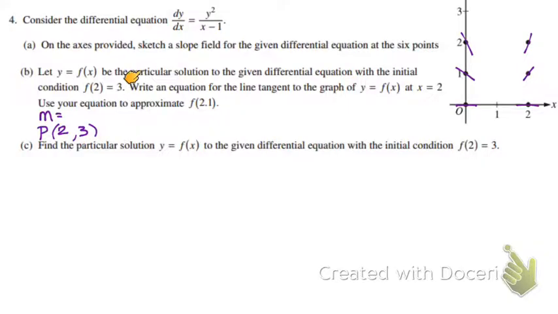The slope we can calculate because we are given the derivative right here. So if I plug in 2 comma 3, 2 for x and 3 for y, I get 3 squared on top, which is 9, and on the bottom 2 minus 1, which is 1. So 9 over 1 is 9. My slope is 9. So to write the equation of the tangent line, it would be y minus y1 equals m times x minus x1.